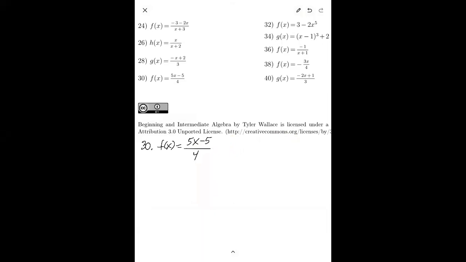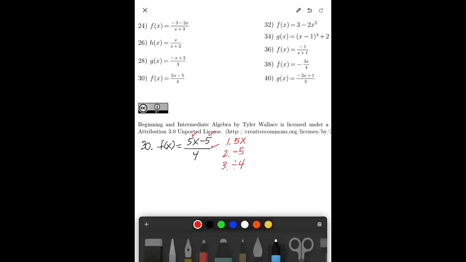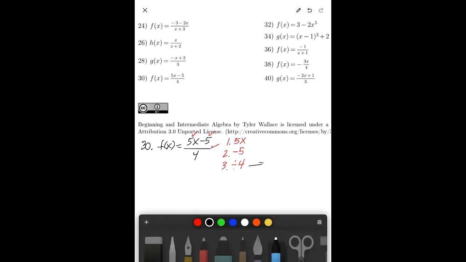So I'm going to use PEMDAS. First thing that we're doing to x is multiplying it by 5. Next thing is subtracting 5. So we did this first, this second, and then the third thing we're going to do is divide by 4. Now we're going to take the inverses. The inverse of dividing by 4 is multiplying by 4. The inverse of subtracting 5 is adding 5. The inverse of multiplying by 5 is dividing by 5.